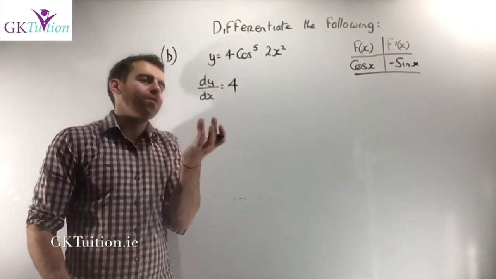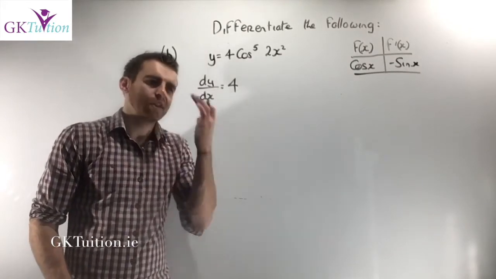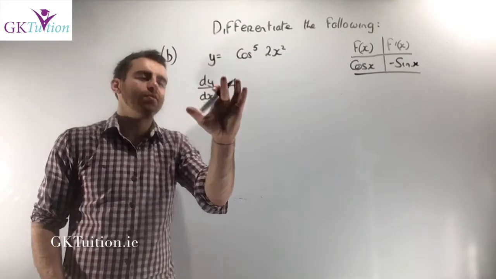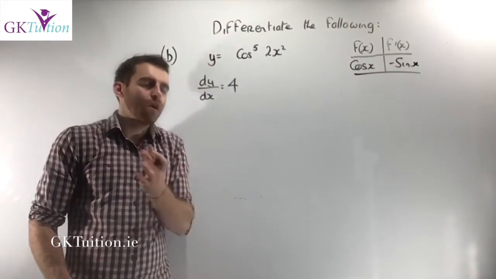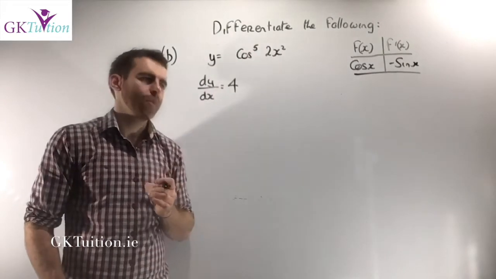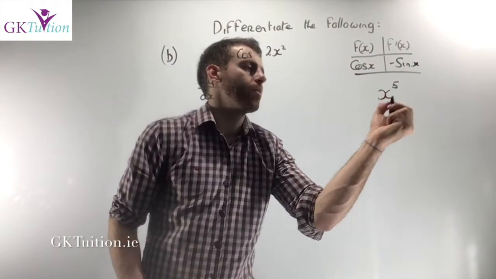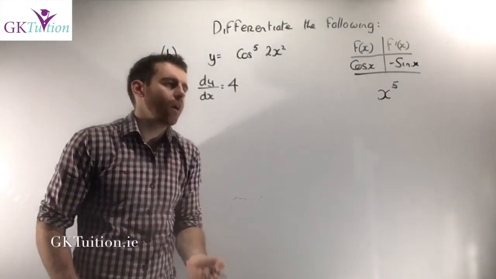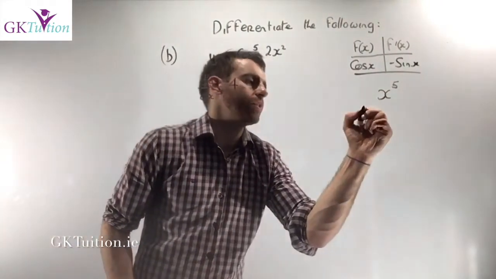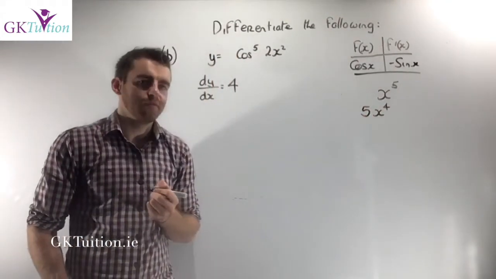And now I need to get the derivative of cos to the power of 5 2x squared. So let's just in our mind pretend like we've dealt with the 4, so it's gone. Now I only want to deal with the power. I've cos to the power of 5. So let's just think about what would we do if we had x to the power of 5. The derivative of x to the power of 5, I would bring the 5 in front and I would decrease the power by 1. It would become 5x to the power of 4.